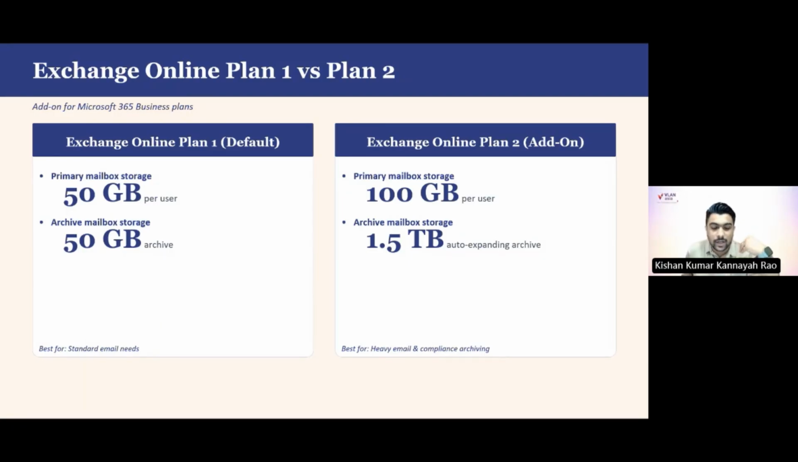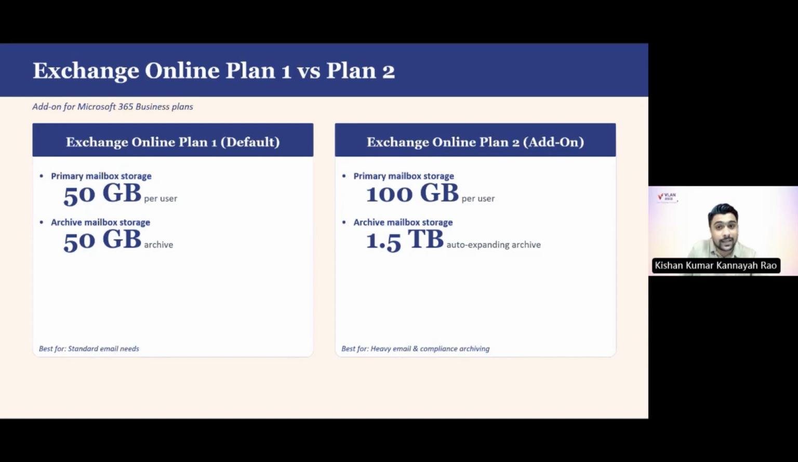So for instance, your 50 GB of mailbox storage is full and your archiving is also almost full, so you don't have anything else to do. That's when you should go for Exchange Online Plan 2. So you can actually increase your regular mailbox storage as well as your archiving storage, right? So that's the main idea that you should take.